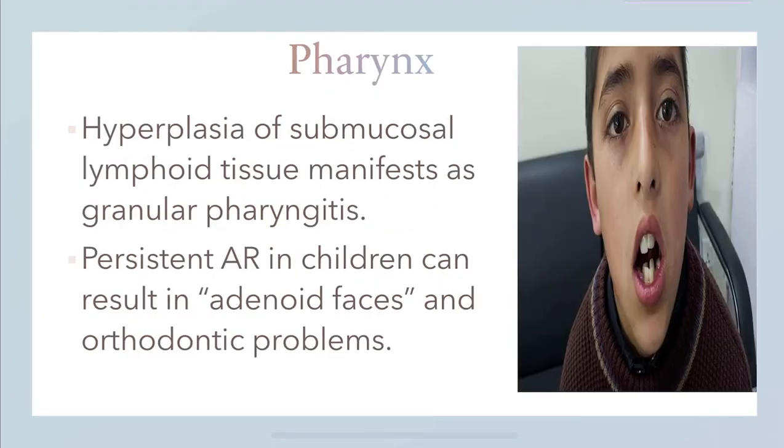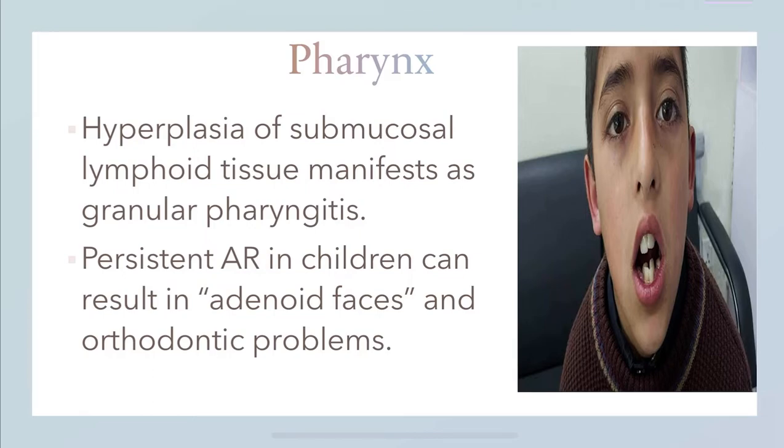Pharynx. Hyperplasia of the submucosal lymphoid tissue will manifest as granular pharyngitis. So people with allergic rhinitis have granular pharyngitis. What is granular pharyngitis? That is the hyperplasia of the submucosal lymphoid tissue. It presents as granular pharyngitis. Persistent allergic rhinitis in children will result in adenoid facies and orthodontic problems.